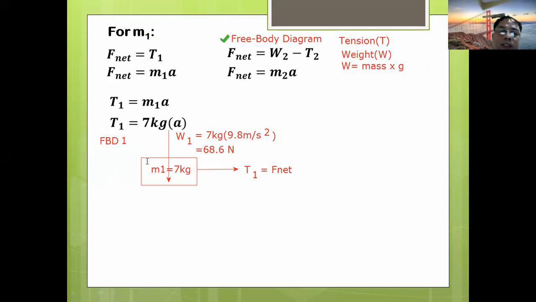Therefore, we can simply say that the one responsible for moving the body is T1. Since that equals the net force, we know that T sub 1 will be equivalent to some value mass times A. So if it equals F net, then it must be some mass times A, and the mass there should be M1.